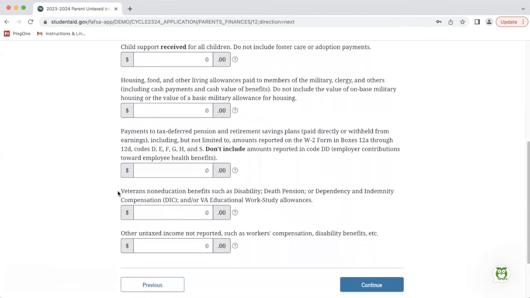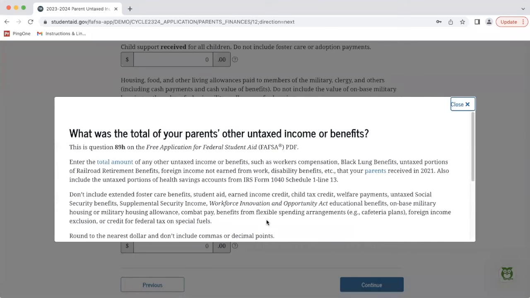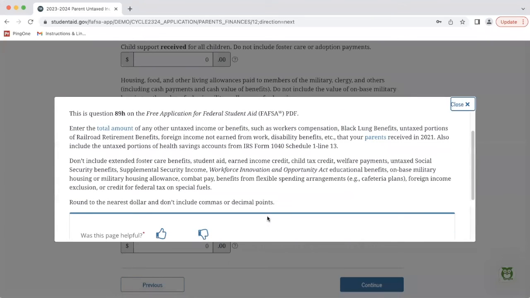The FAFSA continues into veterans non-education benefits, and also other untaxed income not reported, such as workers' comp, certain disability benefits, etc. One thing to note about that particular question, if you were to pull up the extended response from the FAFSA, you do not have to include untaxed Social Security benefits. So if they receive untaxed Social Security benefits that happen to be disability, you do not have to report that on the FAFSA.